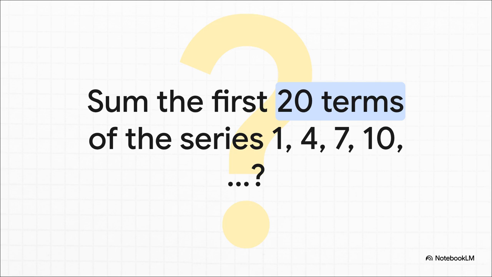All right, time for a new challenge. We need to find the sum of the first 20 terms of this new sequence, 1, 4, 7, 10, and so on. I mean, you could write them all out and add them up, but why would you when we have this beautiful shortcut ready to go?